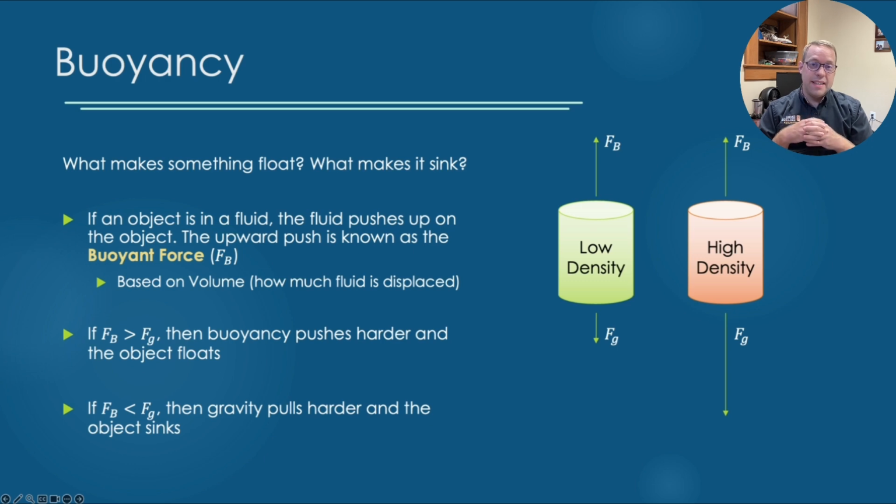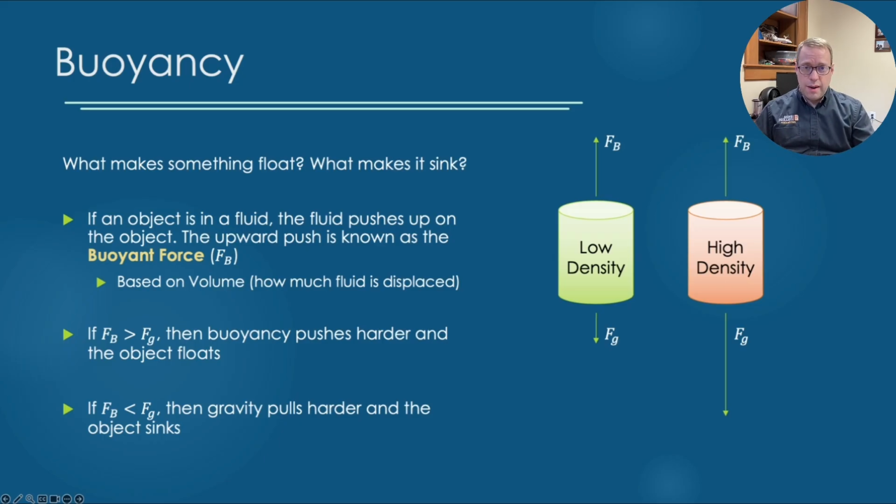But the high density cylinder, since there's more mass and more weight, that weight is larger than the buoyant force, it's going to sink. All right, let me sum that up this way. The buoyant force is determined by the volume of the object. Okay, so if you have 2 objects of the same volume, they're going to have the same buoyant force. If the buoyant force is stronger than the weight, which depends on the mass, then it will float. But if the buoyant force is smaller than the weight, then gravity will pull harder and the object sinks.